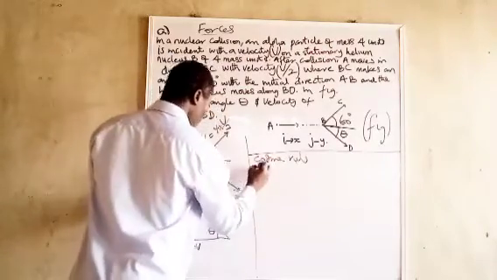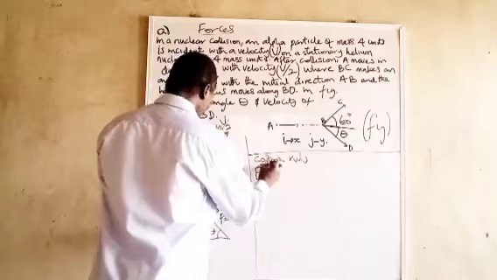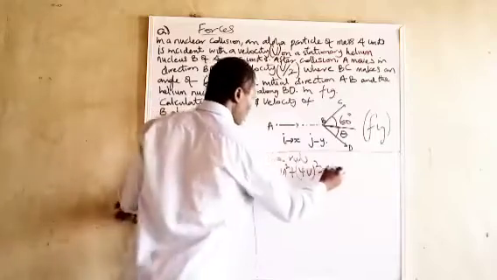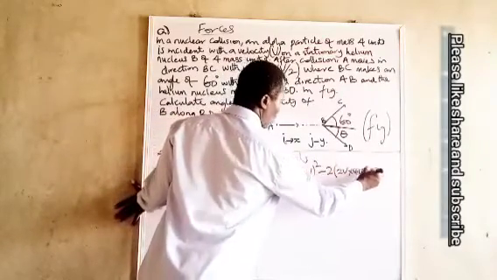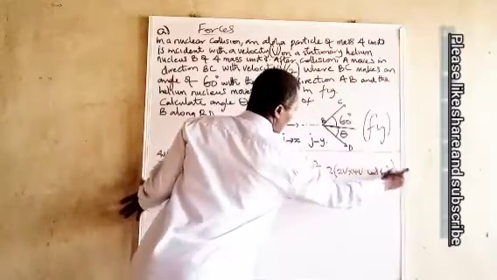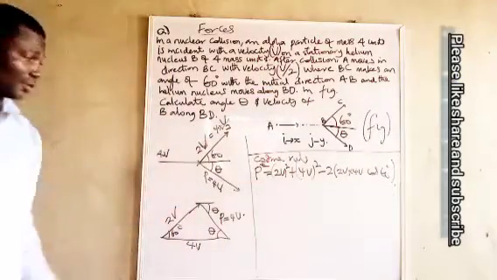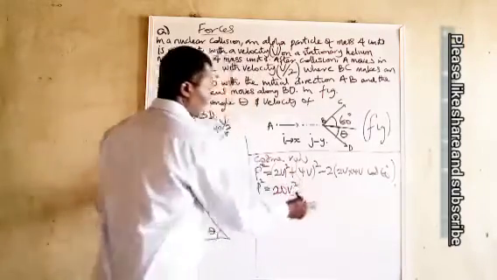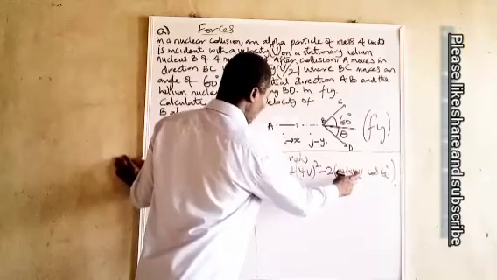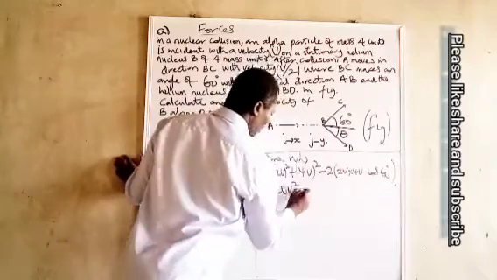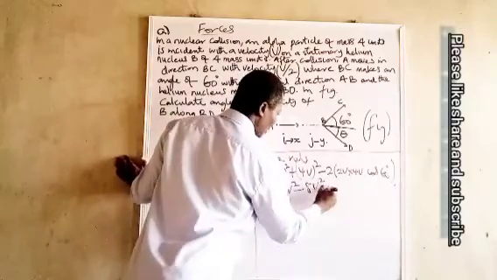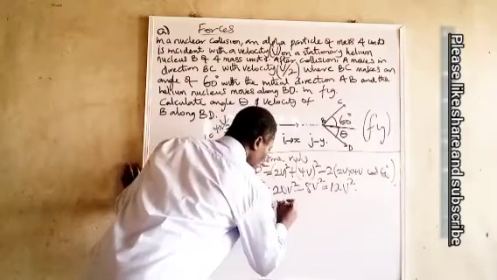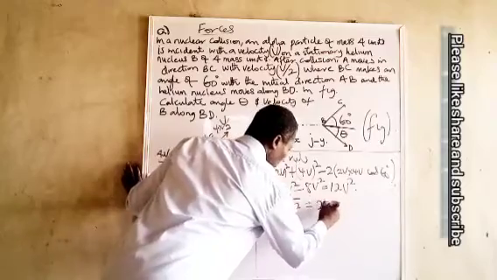P squared is equal to (2V) squared plus (4V) squared minus 2 into 2V times 4V cos 60 degrees, using the cosine rule. So P squared will be equal to 4V squared plus 16V squared, that's 20V squared, minus 8V squared times 2 for cos 60, which is a half, so minus 8V squared. That gives me 12V squared. So what is P now? P equals V root 12, which is 2V root 3.